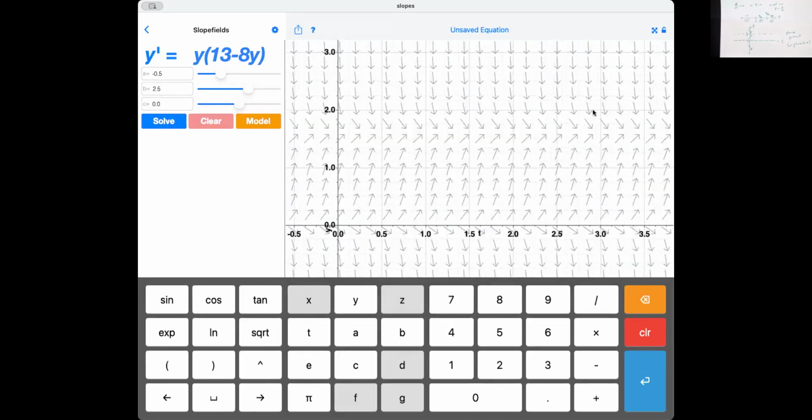Now you see exactly what we're talking about. Below, we have arrows that are going down. Between 0 and 13 over 8, we have arrows that are going up. And bigger than 13 over 8, we have arrows that are going down. So if I just picked an initial condition, there's my curve. Pick a different initial condition.